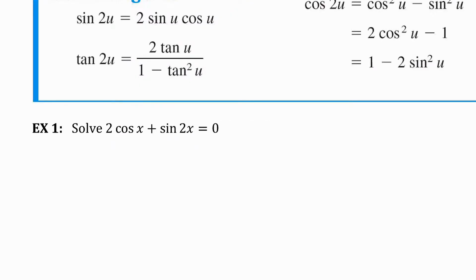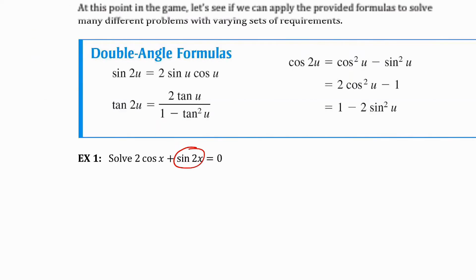So starting off with example 1, we're asked to solve 2 times the cosine of x plus the sine of 2x equals 0. Now we're going to replace that sine of 2x. That's going to be one of our double angle identities, and we're going to follow this pattern here: 2 times the sine of u times the cosine of u. In this case, our u is just x.